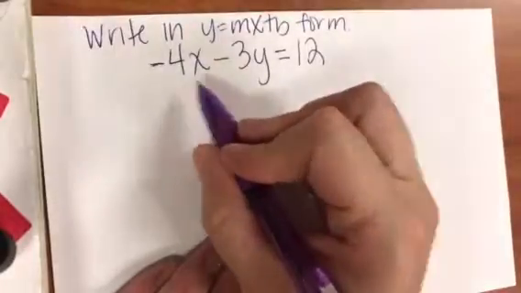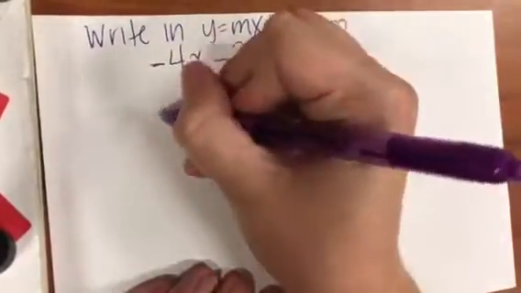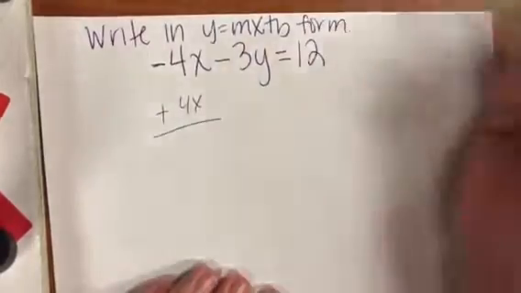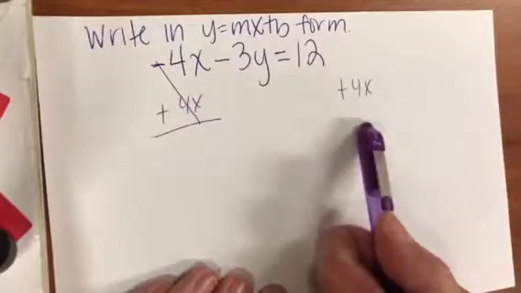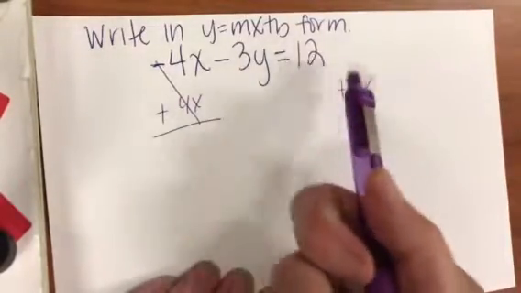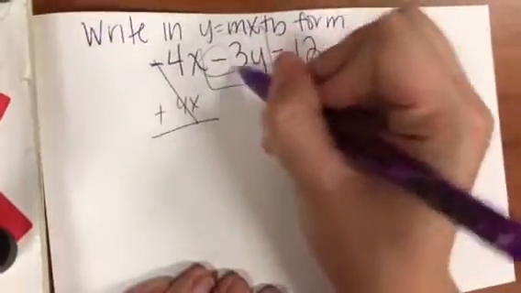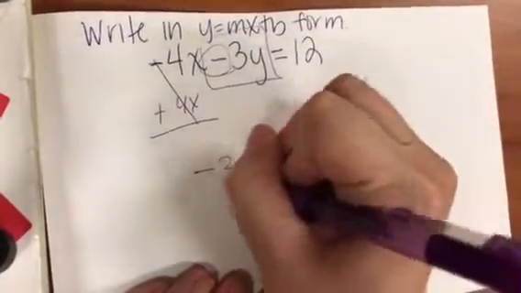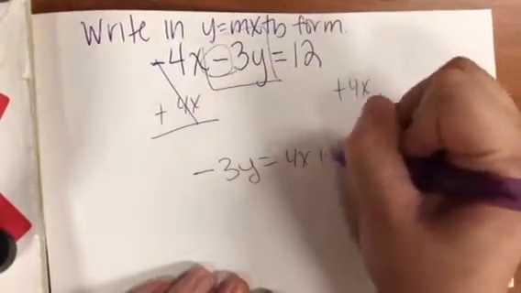So we've got negative 4x minus 3y equals 12. First things first, I want y by itself. I'm adding 4x here. We're still using inverse operations. That makes that 0. I can't add the 4x to the 12 because those are two different types of things. I'm going to bring down what's left. Important thing, don't forget that negative's attached. So negative 3y equals 4x plus 12.